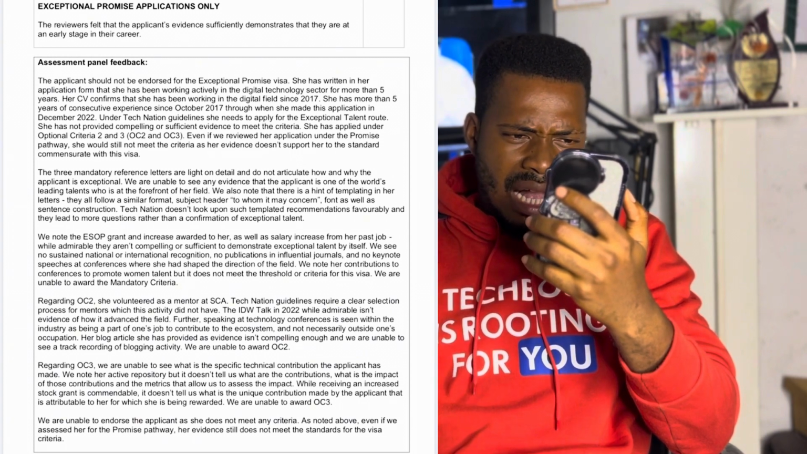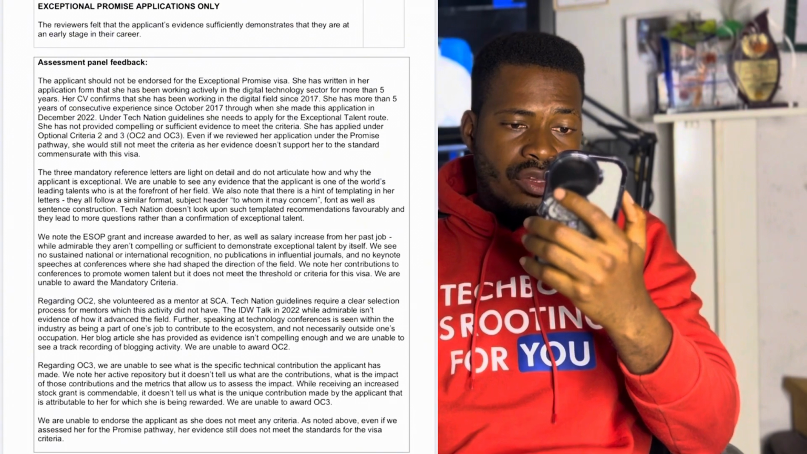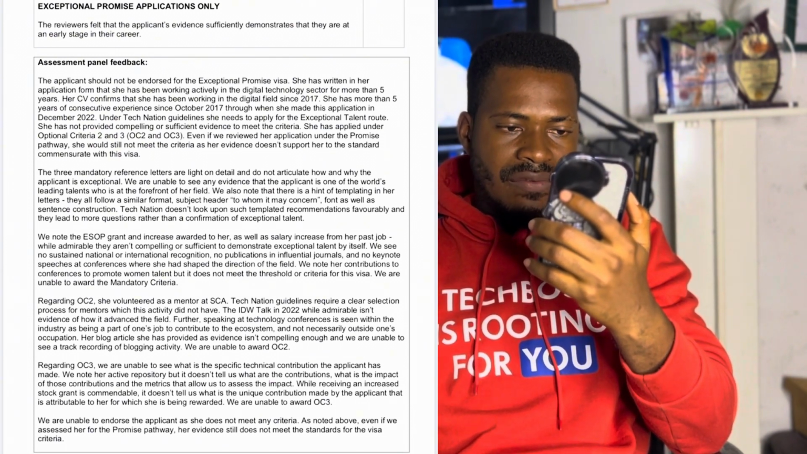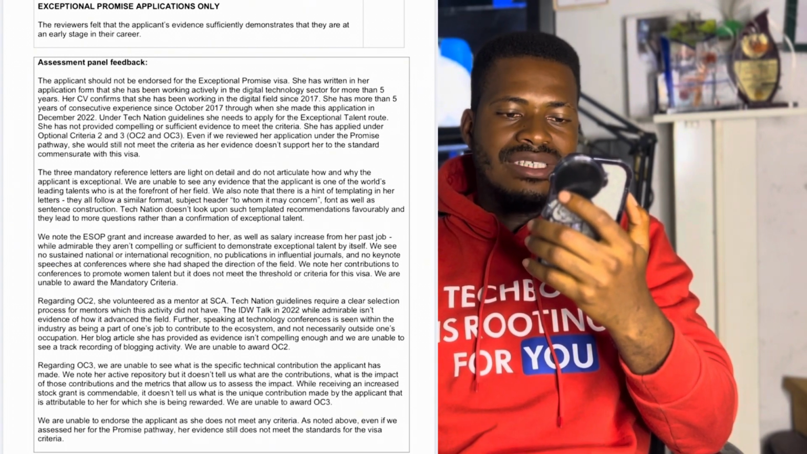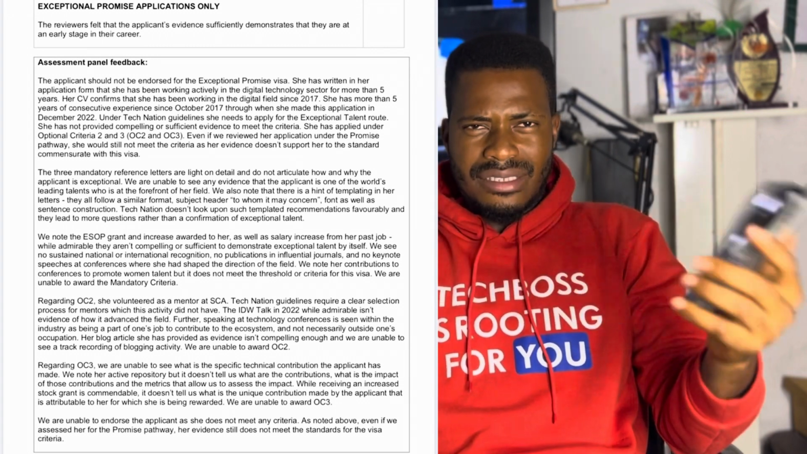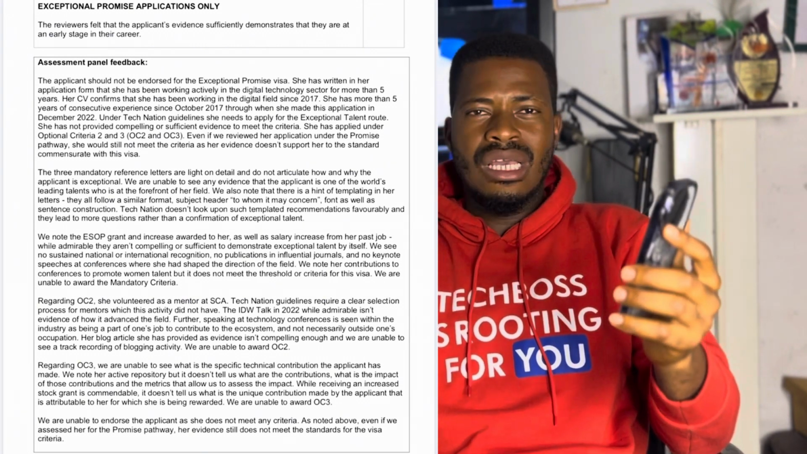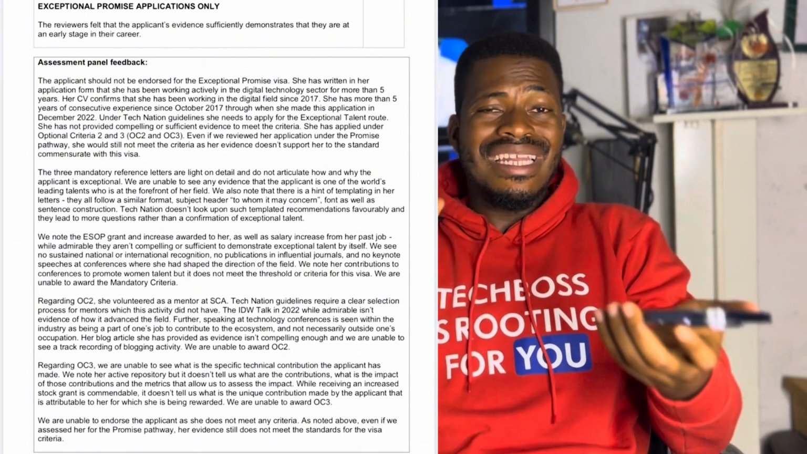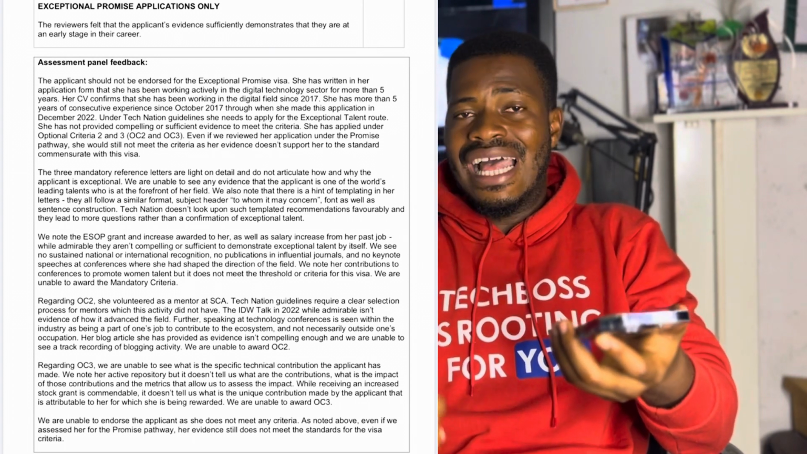Font as well as sentence construction. Technician doesn't look upon such templated recommendations favorably, and they lead to more questions rather than a confirmation of exceptional talent. So yeah, ensure that you're not templating your letters. Very important. Ensure that your letters are not templated. They do not follow the same format in terms of writing and everything.